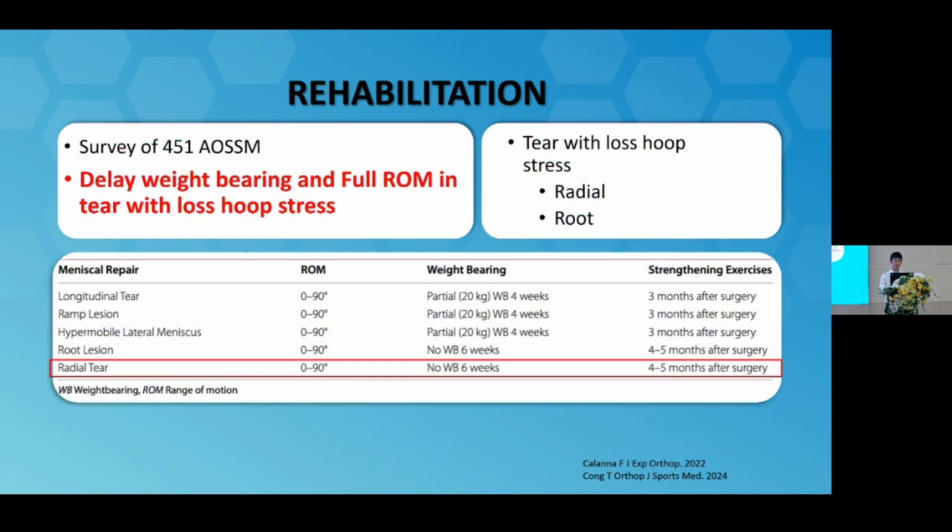This is from a survey of the American Orthopaedic Society for Sports Medicine. In radial and root tears, they will delay weight bearing, full range of motion, and return to sport. Range of motion can start at 0 to 90 degrees post-op, but full range of motion is delayed until 6 weeks, weight bearing is protected until 6 weeks, and return to sport will be at 6 months.